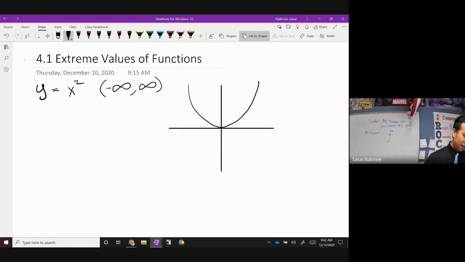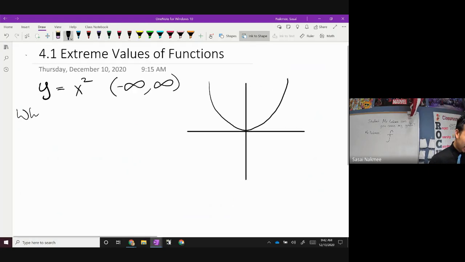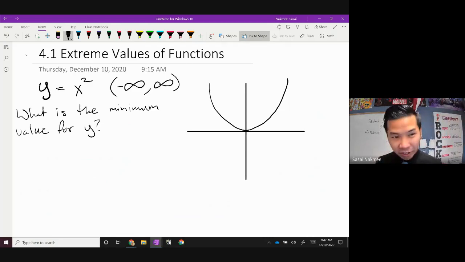So if we were looking at something like this, and I asked you guys the question, let's zoom in a little bit more here. What is the minimum value for y? What would you guys say? What's the minimum value for y on this problem? 0, right? That's because it's right here. The minimum value for y is 0.